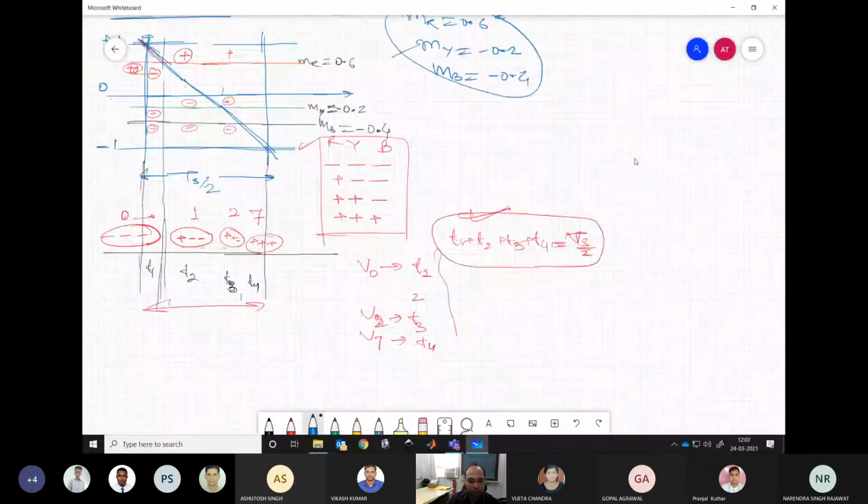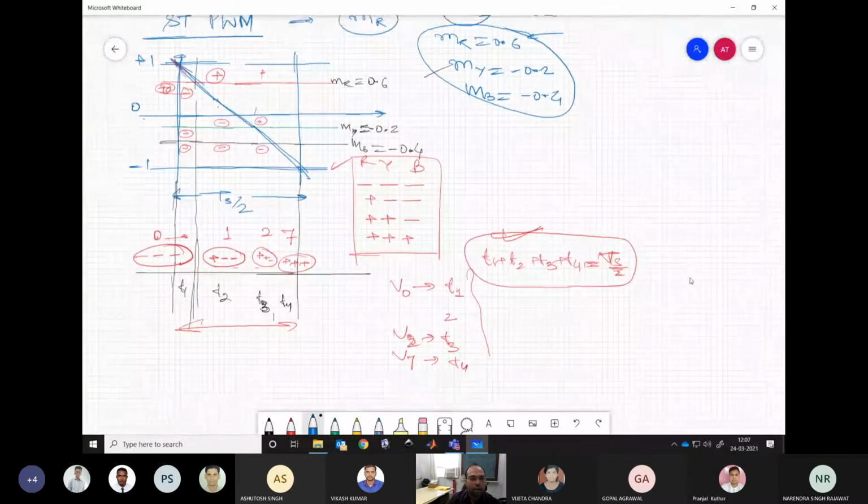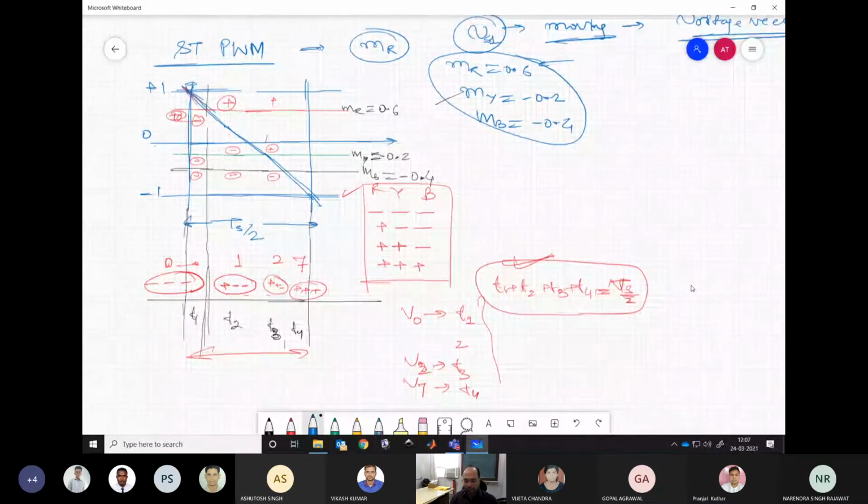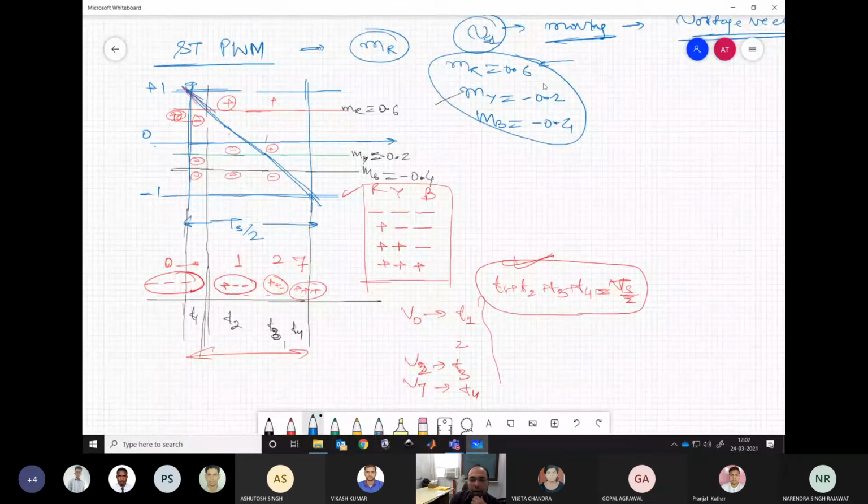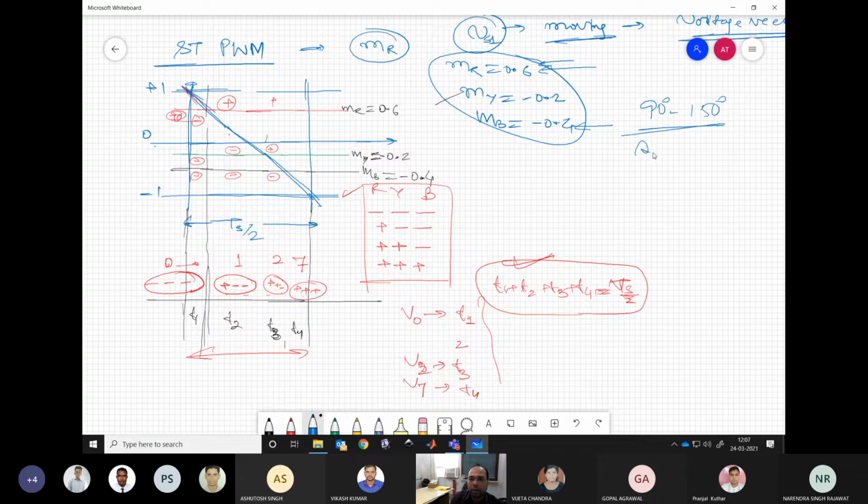So then we try to see what happens in case of sine triangle PWM, and we have taken a case where we have the MR voltage highest and MB voltage least. Then that case is something like we are in the angle range of 90 degrees to 150 degrees, which we have seen is sector 1. So now for this we are trying to see what is happening, what we are applying actually.